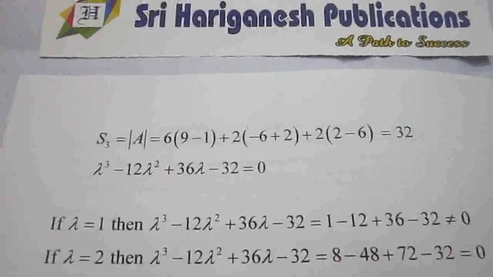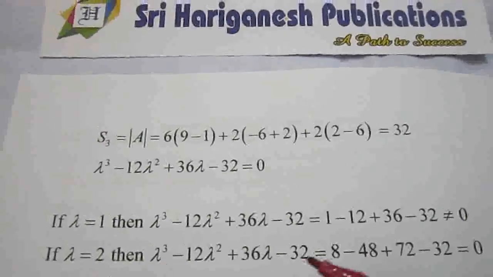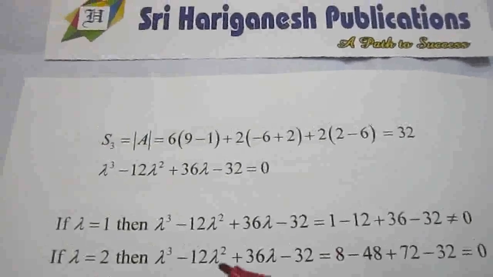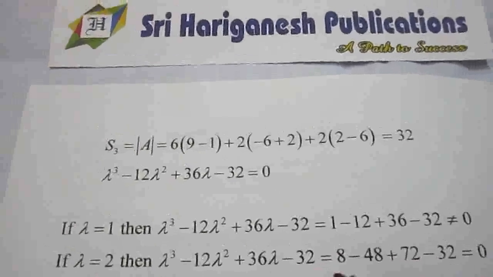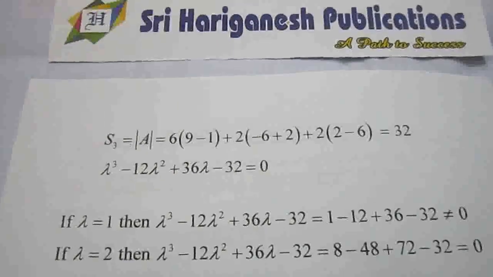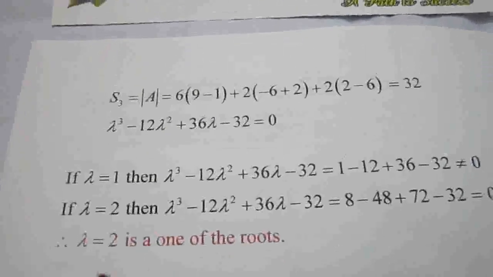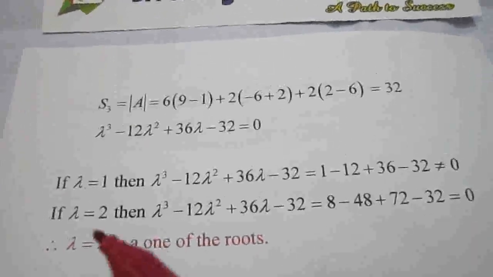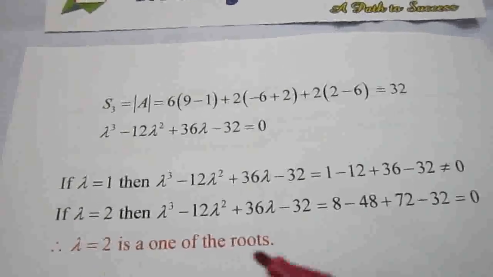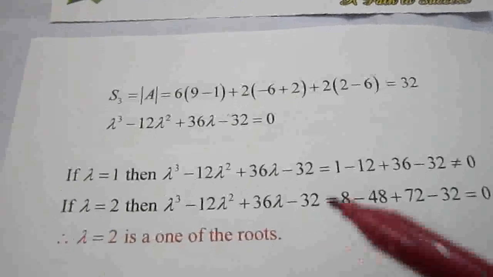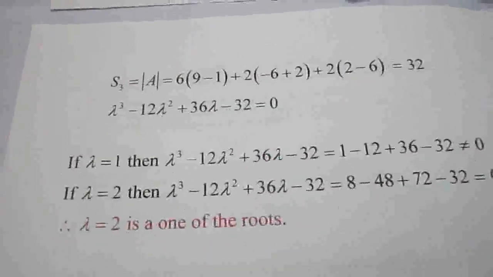Next I am going to put λ = 2. 2 cubed is 8, 2 squared is 4, 4 into 12 is 48 with minus, 2 into 36 is 72, minus 32. Add all the values, it is 0. So λ = 2 is one of the roots, because we are getting 0 when we put λ = 2. Next I want to find the remaining roots, because it is a cubic equation and we found only one root.